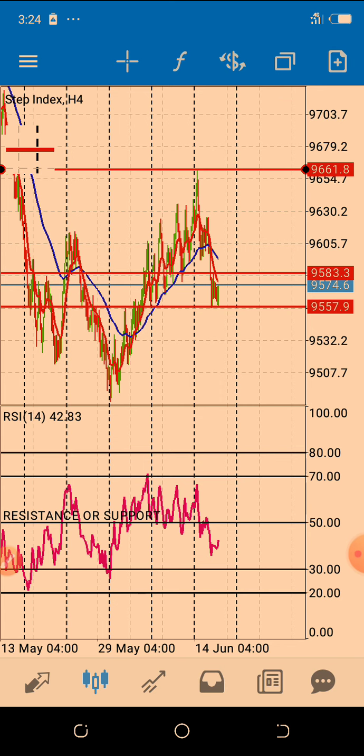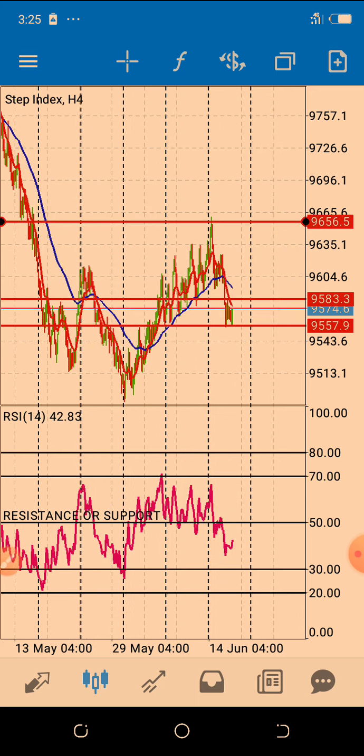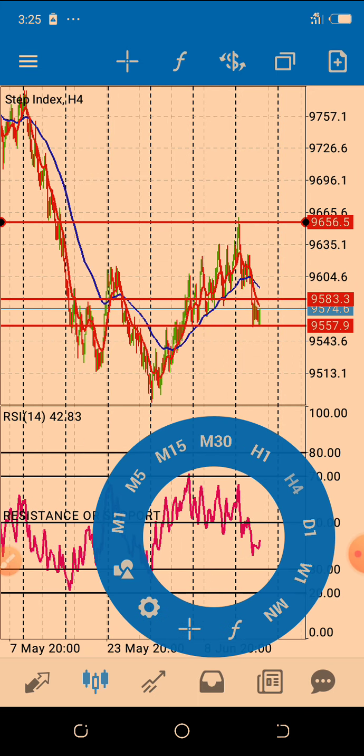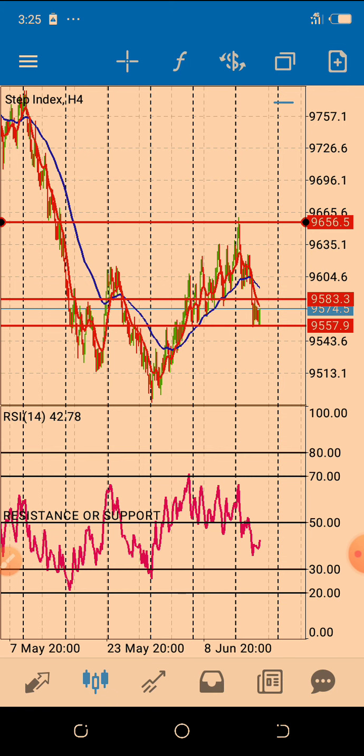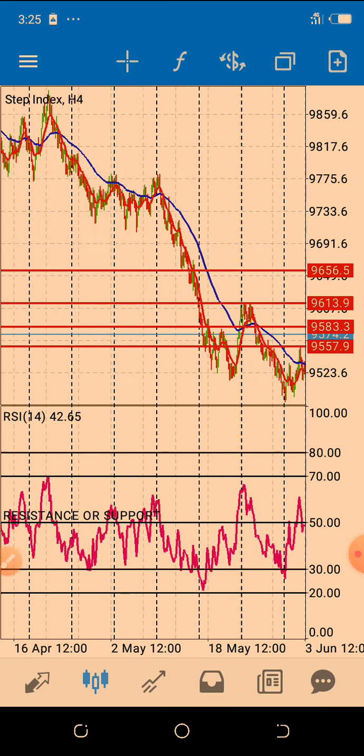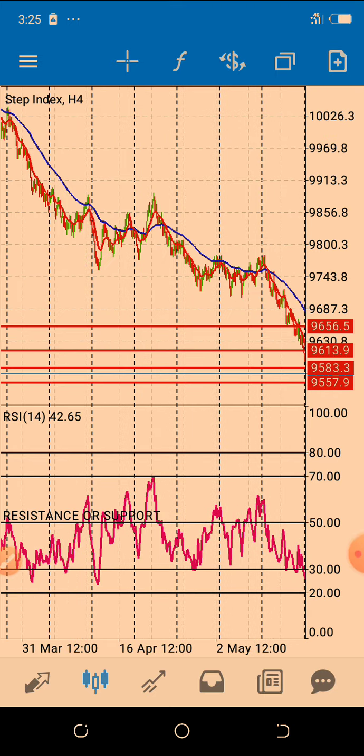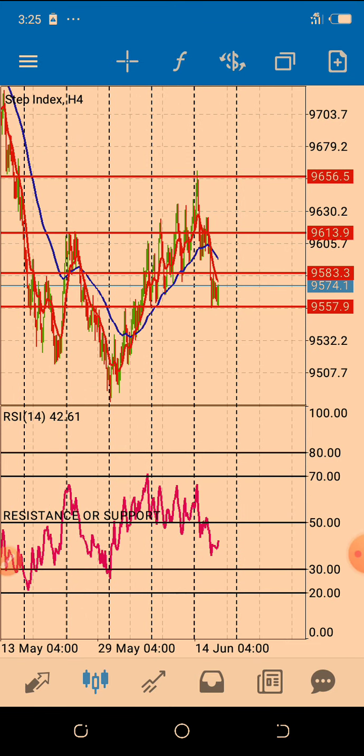This is a resistance. On the 4 hour, I do not ignore any level. Every level is important. I don't always leave the lines on my chart. I take cognizance of them. I don't always remove them, rather I take cognizance of them.